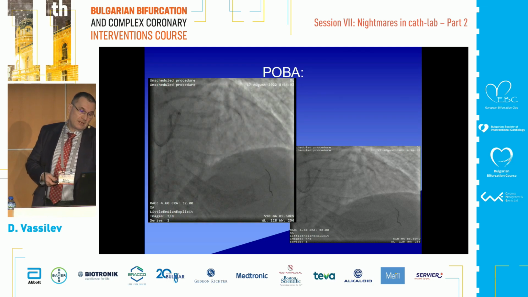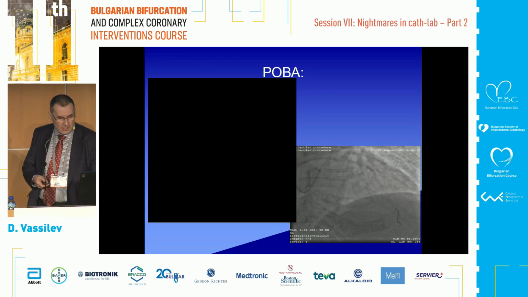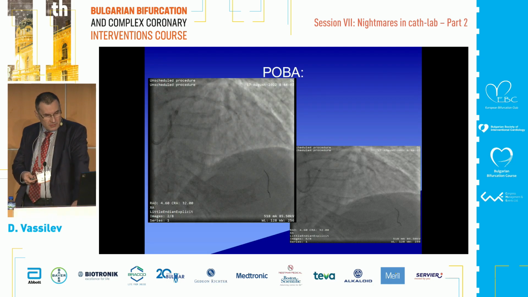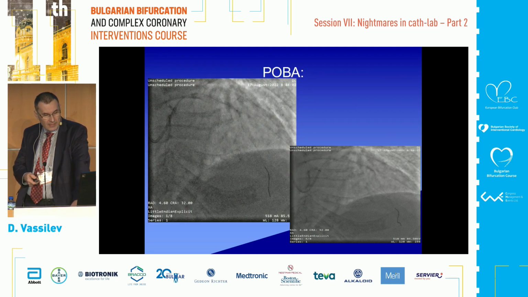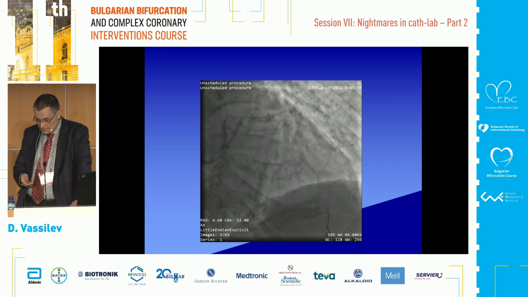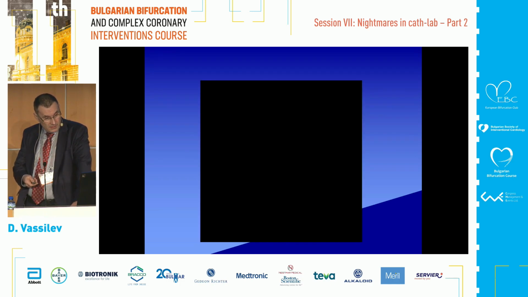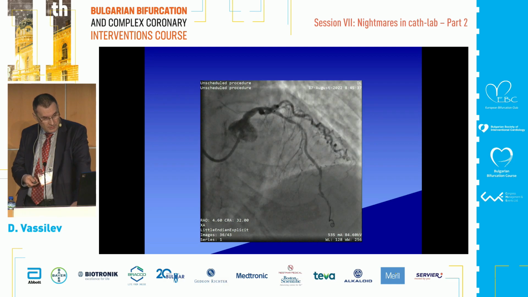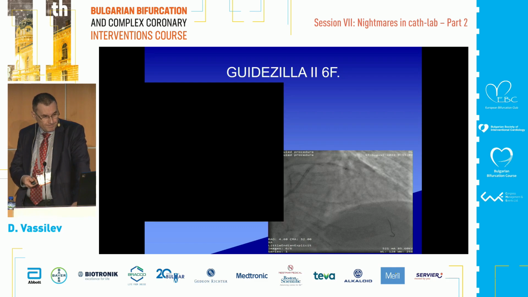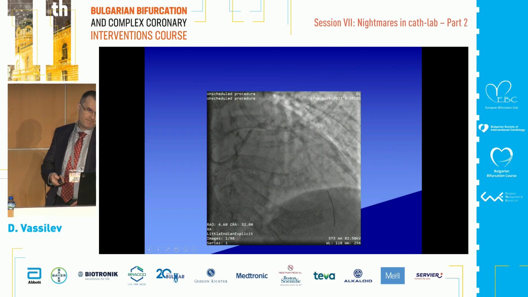So we started PCI with wiring the LAD, but all types of balloons got stuck at that point of the mid LAD. This is a 1.5, 1.0 balloon, and even after some angioplasty, nothing changed. We ruptured a 1.5 balloon there. The Godzilla was used for support, and the balloon stayed at the same place without any change.